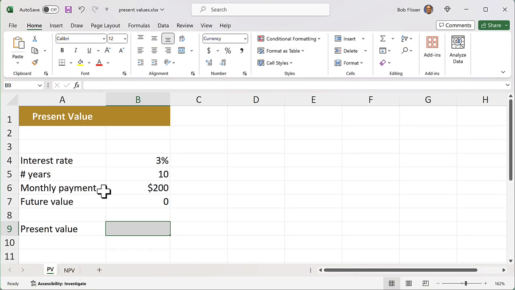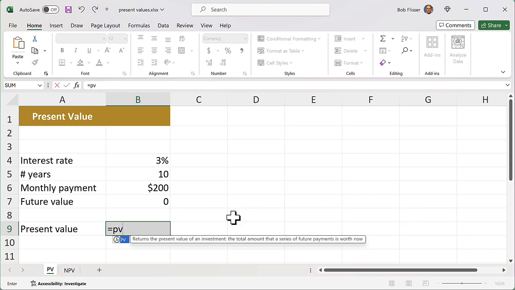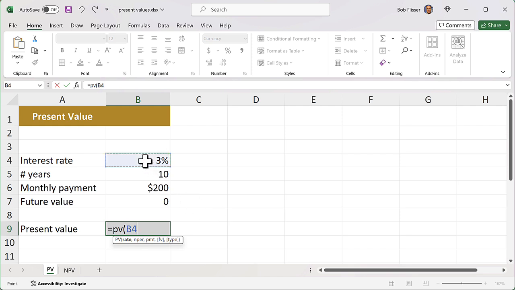So I'm going to go here into B9. I'm going to say equals PV and open the parenthesis. You can see there's the syntax helper. So the first argument, as we said, is the interest rate. Now, that's the yearly interest rate, but we're dealing with monthly payments, so we have to convert that yearly rate to a monthly rate, which means dividing by 12, comma. So next argument is the number of periods. The number of years is 10 years, and there are 12 months in a year, so we convert that from years to months by multiplying by 12, comma.